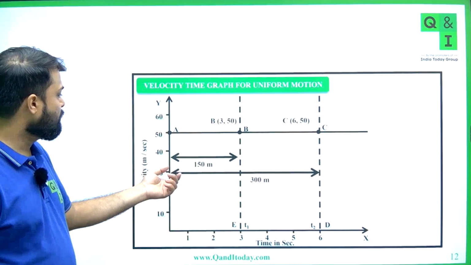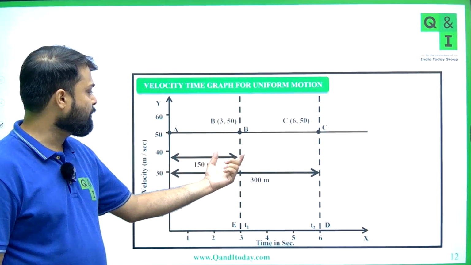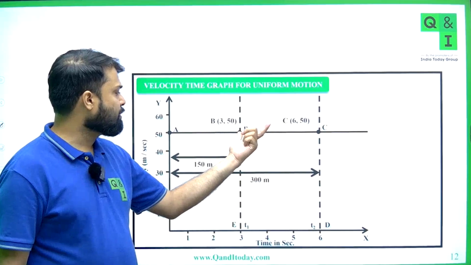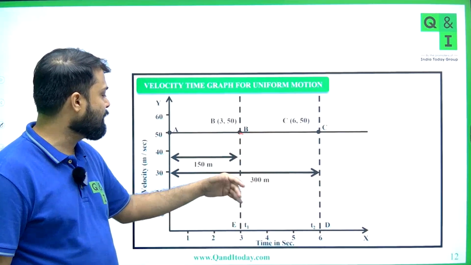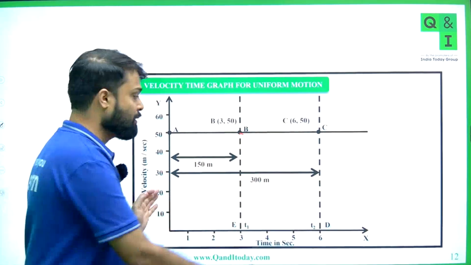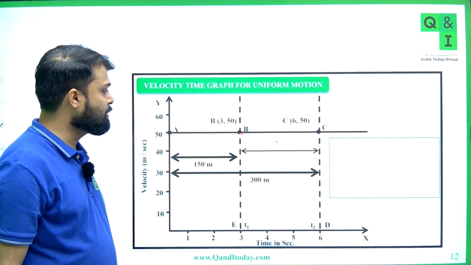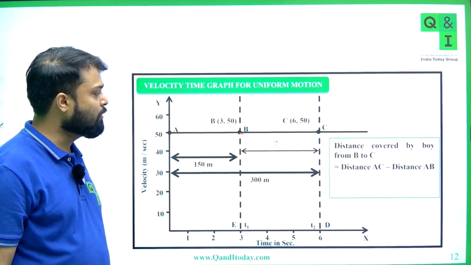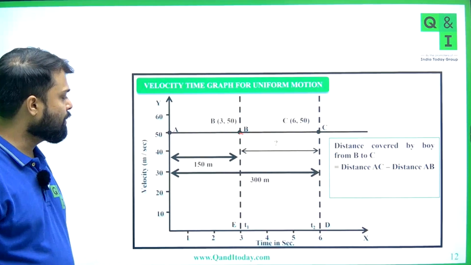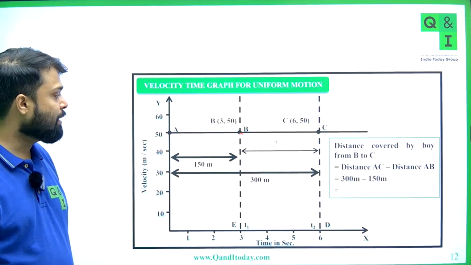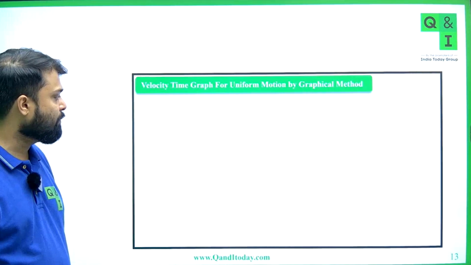From A to B the distance is 150 meter, from A to C the distance is 300 meter. Now if you want to calculate the distance from B to C, simply we can say 300 minus 150. Total is 300, and this much is 150. So the distance covered by the body from B to C is the distance from A to C minus the distance from A to B, which is 300 minus 150, equal to 150 meter.